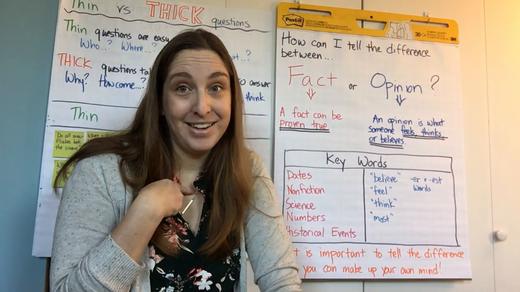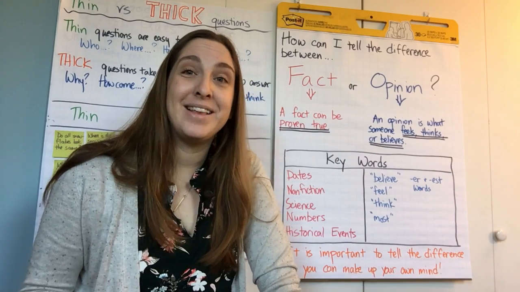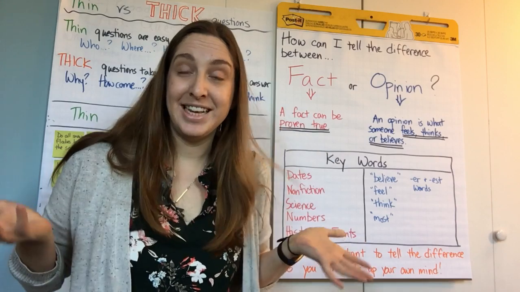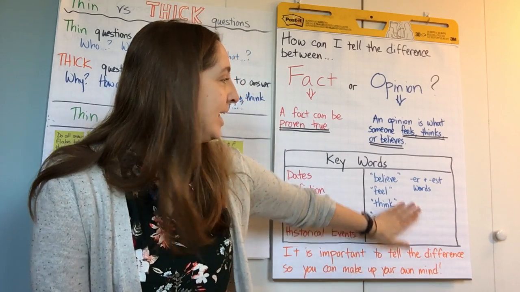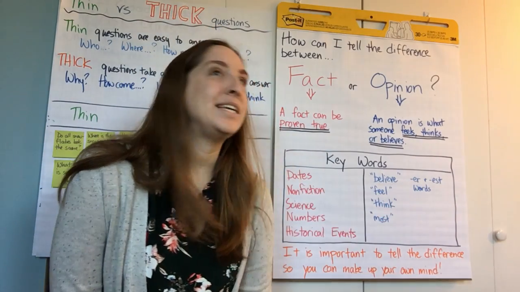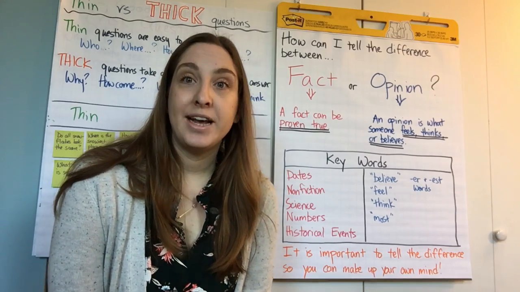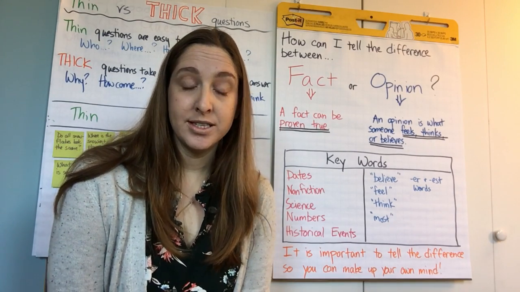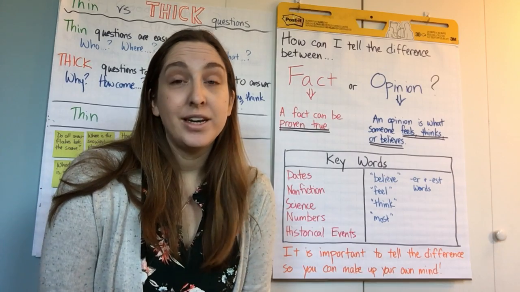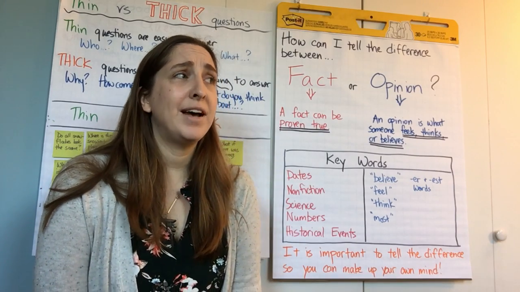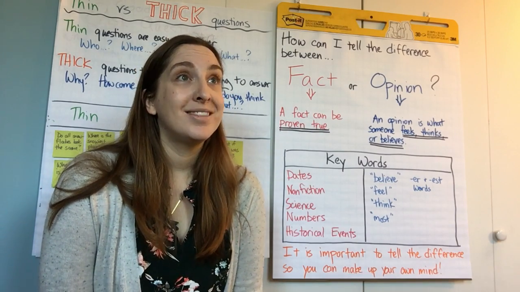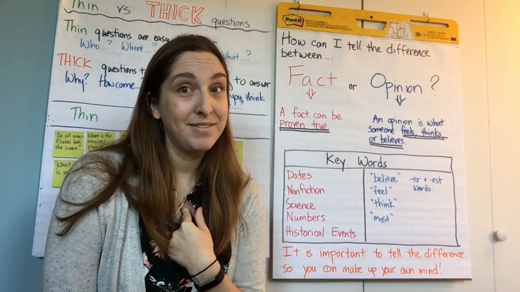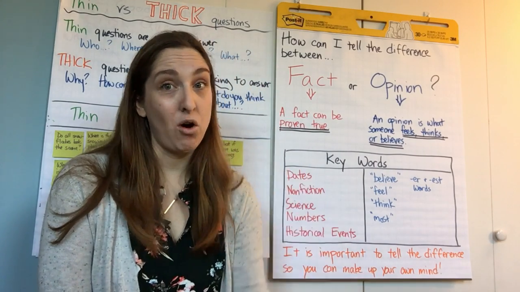That's my opinion because other people might think that their cat is the most beautiful cat in the world, and we all can think different things. That's fine. ER or EST words. Remember when we were learning about suffixes and we practiced doing ER and EST words? Well, those usually tell you that it's an opinion. Like if I say that someone is smarter than someone else, that's my opinion. That doesn't mean that they actually are.